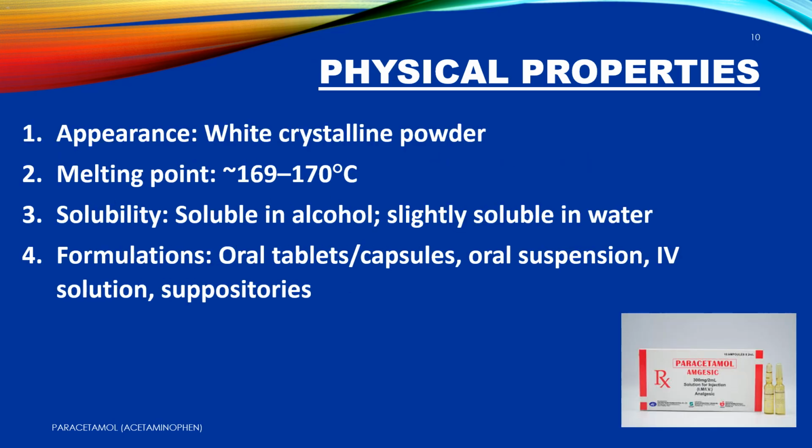Physical properties of paracetamol. 1. Appearance. Paracetamol appears as a white crystalline powder, which is a characteristic physical form of the substance. 2. Melting point. The melting point of paracetamol is approximately 169 to 170 degrees Celsius, which is a specific temperature range at which the solid changes to a liquid state.